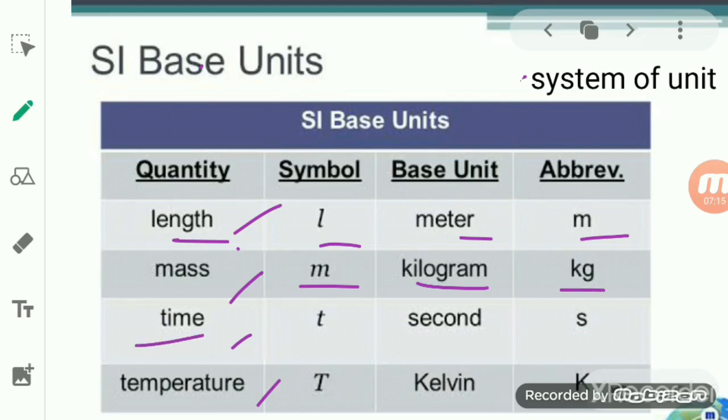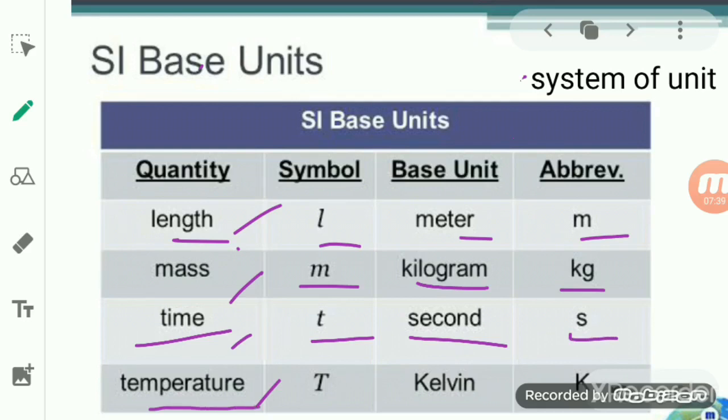Then comes the time. To measure time, as you all know, minute is there, hour is there, and second is there. Basically we represent time by small t, and the SI unit of time is second. The abbreviated form of second is small s.